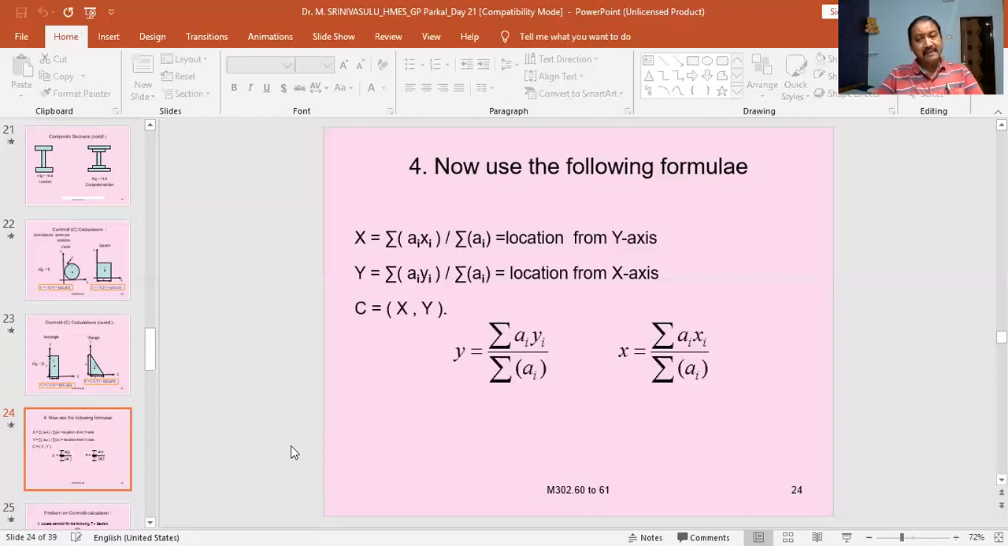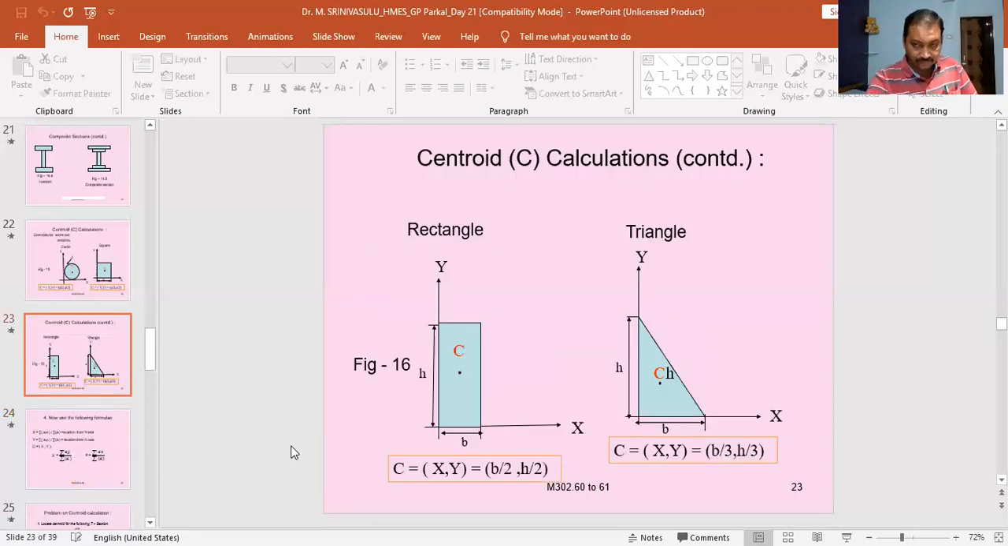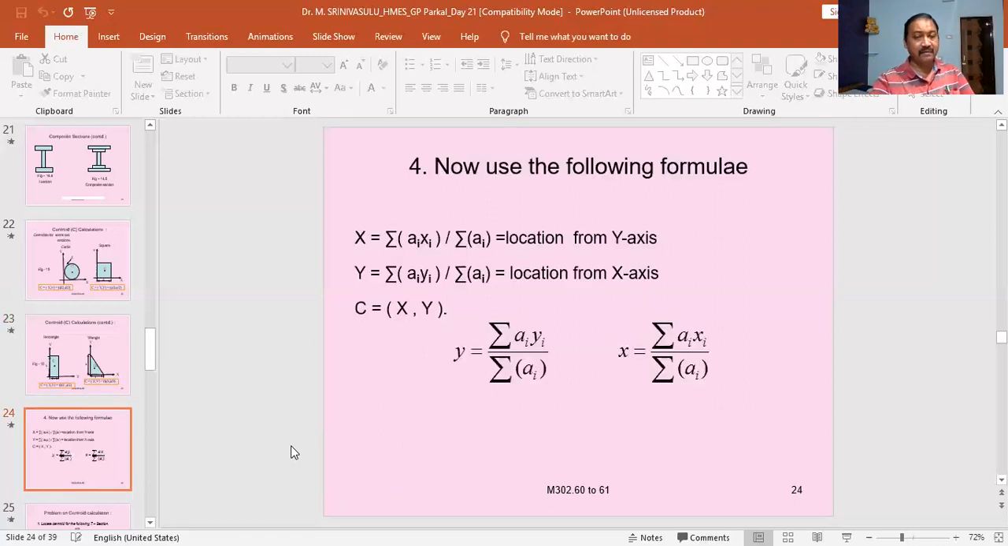So this is nothing but the location from the x-axis. So this is the x-axis. So this location is called the y-coordinate. So always for the y-coordinate we should take the location from the x-axis, and for the x-coordinate we should take the location from the y-axis.